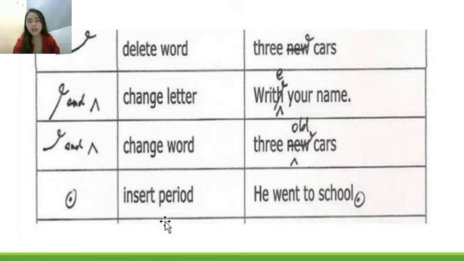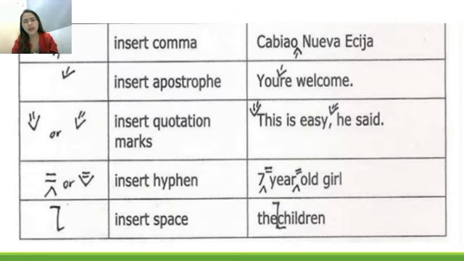Minsan, pwede siyang ipagsama. Insert period, para mas kita. Kasi minsan, diba, pag period na nilalagay mo, hindi napapansin ng writer na may mali siya doon. Kaya, bibilugan mo siya. Tapos, andun yung period sa gitna. And then, insert comma. Insert apostrophe. Puro siya arrow. Insert quotation. Insert hyphen naman. Then, insert space. Yan. Ito yung laging nakikita mo talaga pag nag-i-edit, insert ng space.